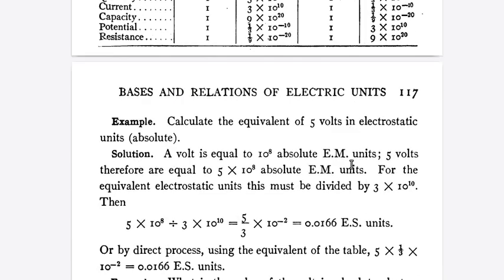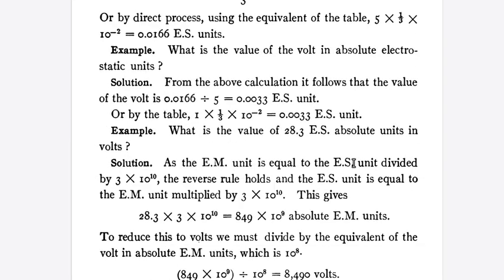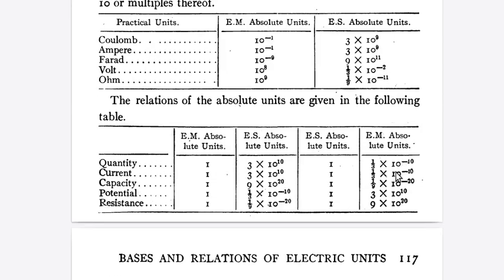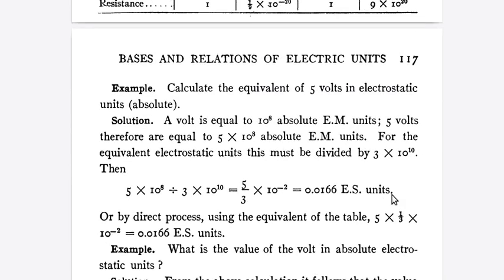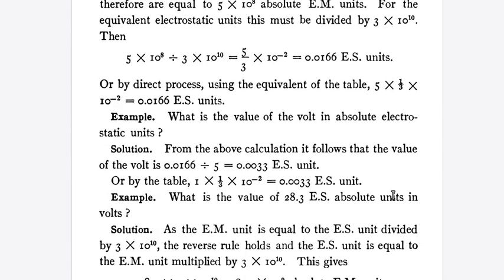Example, what is the value of 1 volt in absolute electrostatic units? Solution, from the above calculation, it follows that the value of 1 volt is 0.0166 divided by 5 equals 0.0033 electrostatic units. Alternatively, using the table, 1 multiplied by 1/3 multiplied by 10 raised to the power of negative 2 equals 0.0033 electrostatic units. Example, what is the value of 28.3 electrostatic absolute units in volts?